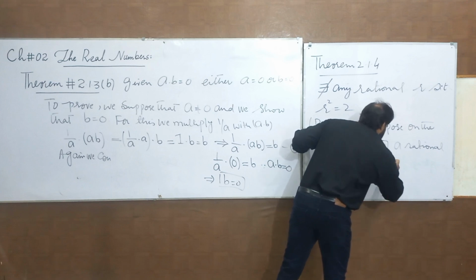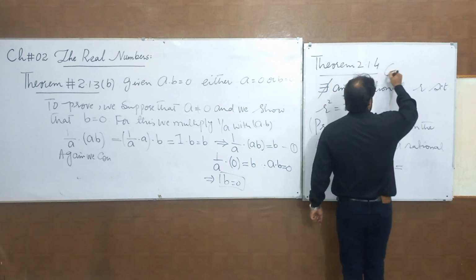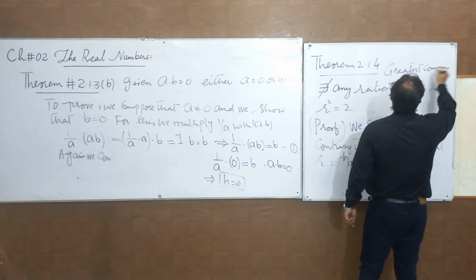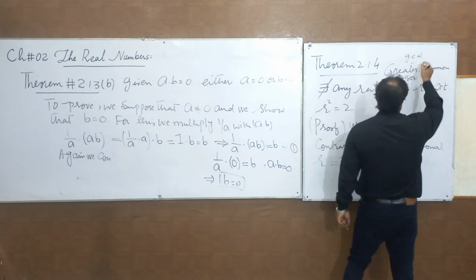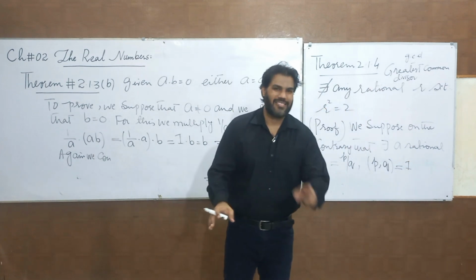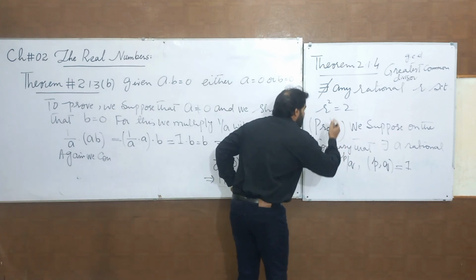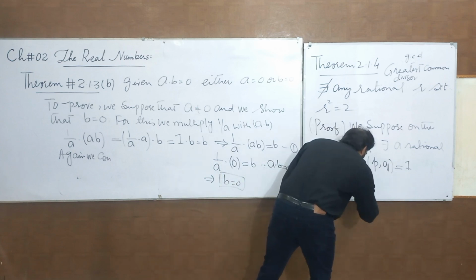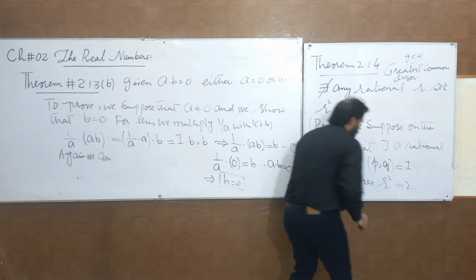More concisely, we can say that their GCD, greatest common divisor, GCD of p and q is 1. Meaning to say, p and q have no common factor between them except 1. So there is a rational number r equal to p over q that satisfies r square is equal to 2.